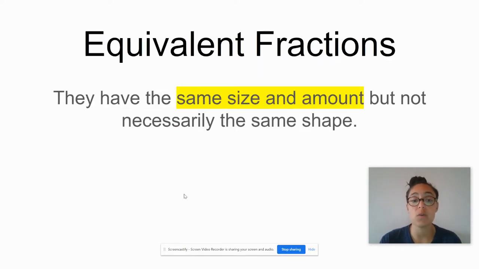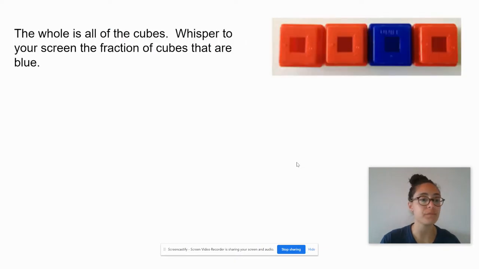So we know that equivalent fractions have the same size and amount, but they are not necessarily the same shape. So let's dig in and see what is there. The whole is all of the cubes. So the whole is all these cubes put together. Whisper to your screen, what fraction of the cubes are blue? Take a moment, whisper to your screen, what fraction is blue? Great, 1/4.